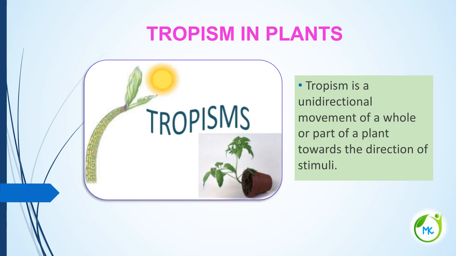First, tropic movement in plants, otherwise referred to as tropism. So what is tropism? It is a unidirectional movement of a plant or part of a plant towards the direction of the stimulus. So the plant is going to exhibit a unidirectional movement towards the stimulus. If it exhibits its movement towards the stimulus, such kind of movement is called tropic movement.